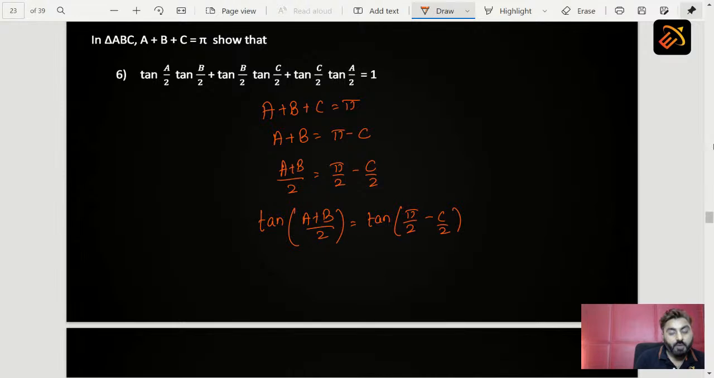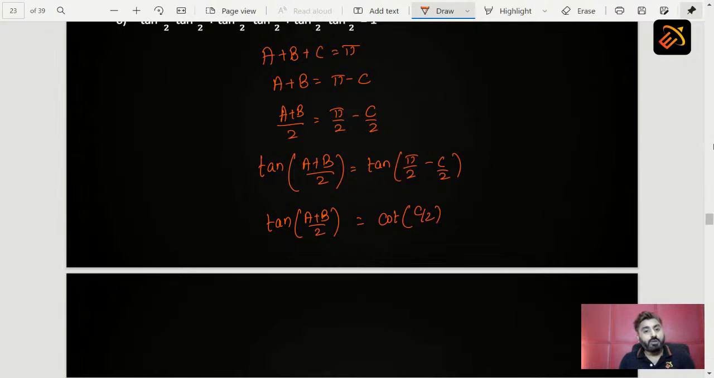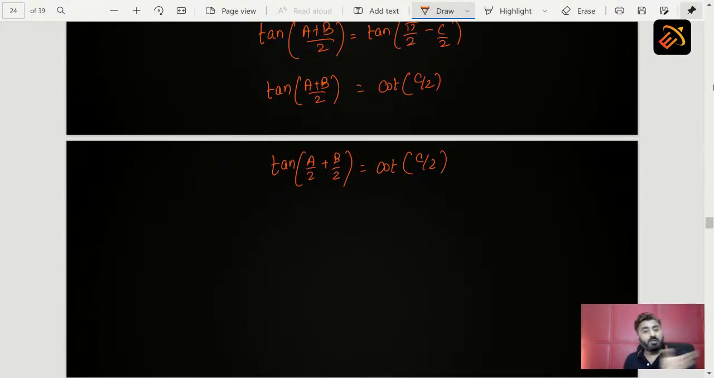Now students, what is tan 90 minus theta? Cot theta. तो ये हो जाएगा cot c by 2 is equal to tan a plus b by 2. What is tan of a plus b by 2 students? Tan a plus b by 2 को लिख सकते हैं tan a by 2 plus b by 2. अभी इसे देख के कोई फॉर्मूला याद आई? Yes, tan a plus b वाला फॉर्मूला. What is tan a plus b? Tan a plus tan b upon 1 minus tan a tan b.